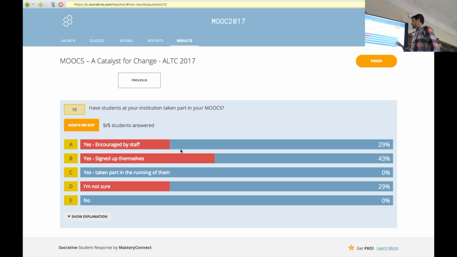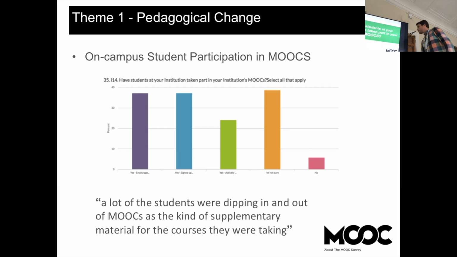So again, there's nothing really strong, but there's almost a smattering of some movement towards that. And again, that's relatively similar. There were people saying this activity is taking place, but also a fair number of people saying, I'm not quite sure if it's taking place. So again, it's a balanced picture.